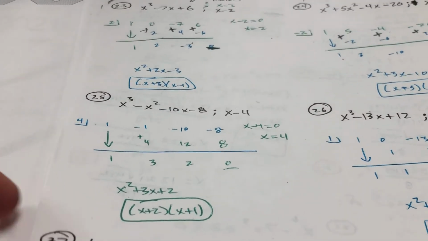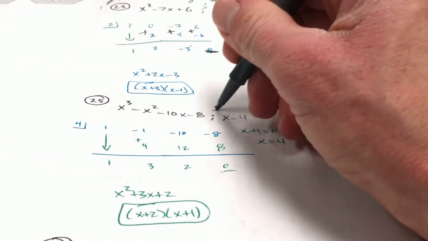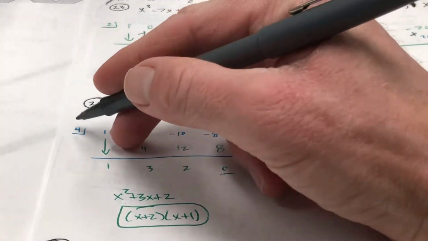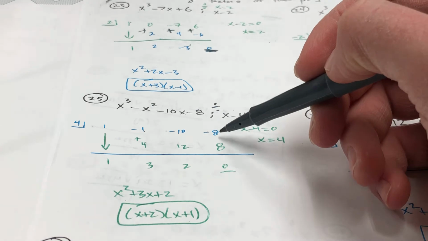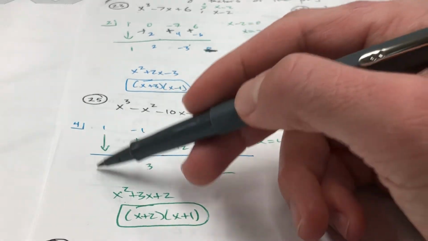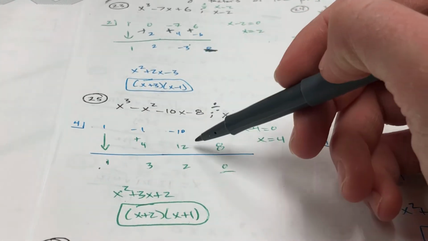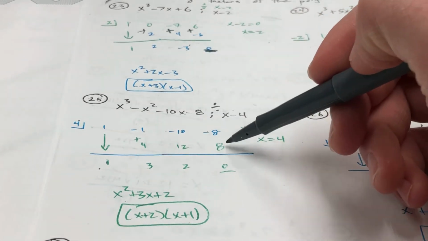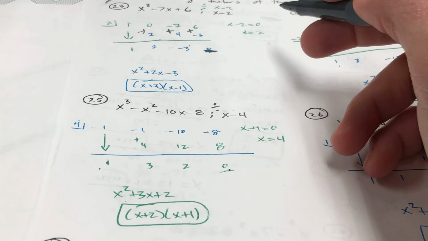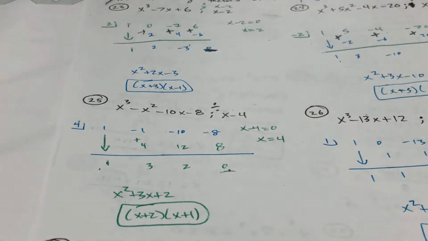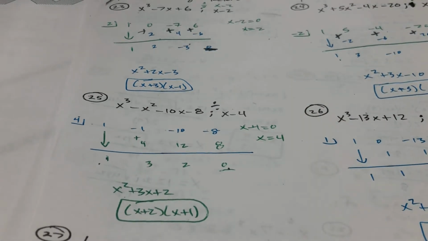2 is negative. 25, same deal here. Set what you're dividing by equal to 0. 4 goes in the cubby. 1x to the third, negative 1x squared, negative 10x, negative 8. Bring down the 1, multiply and add, multiply and add, multiply and add. x squared plus 3x plus 2. What multiplies to 2 and adds to 3? It's got to be positive 2 and positive 1.